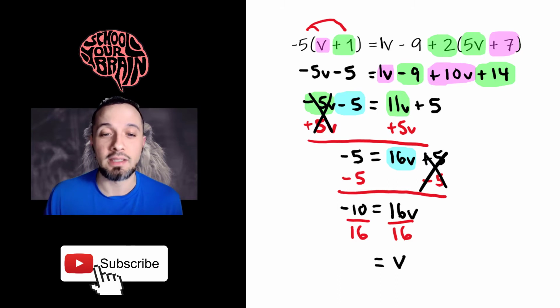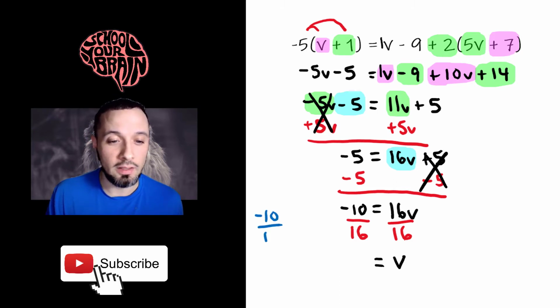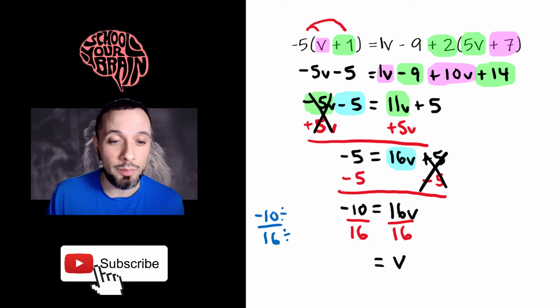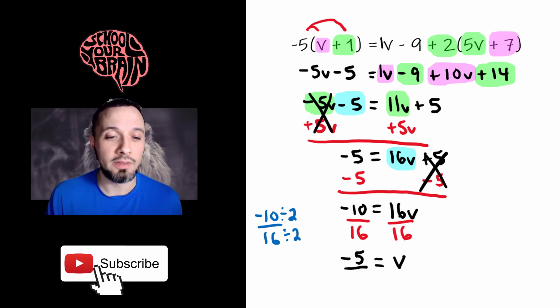I can't divide it because I'm going to end up with a decimal. I'm going to do the work on the side just to keep it organized. And I just have to ask myself, what's the biggest number that could divide into 10 and 16? In this case, the biggest number will be 2. When I do -10 divided by 2, I can see that's going to give me -5. And in the denominator, the bottom, 16 divided by 2, I get +8. And that would be my final answer.